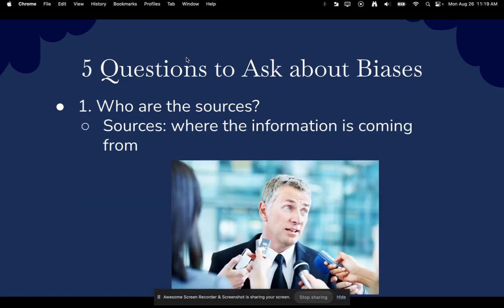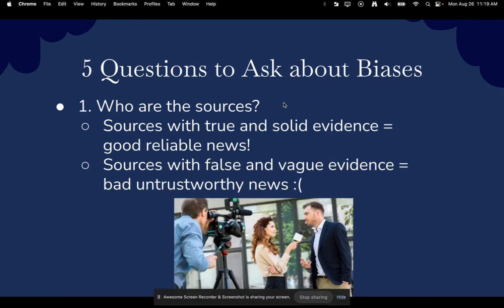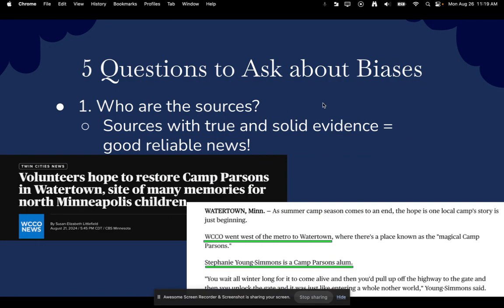So, first question, who are the sources? What is a source? A source is where the information is coming from. So, you want a source that is reliable. Sources with true and solid evidence make really good, reliable news. Sources with false and vague evidence make bad, untrustworthy news. So we'll go through some examples.